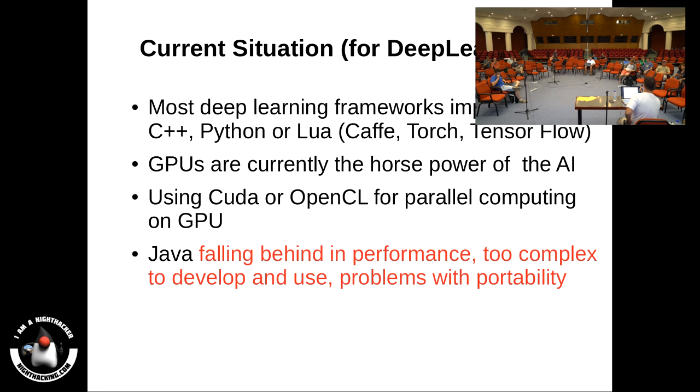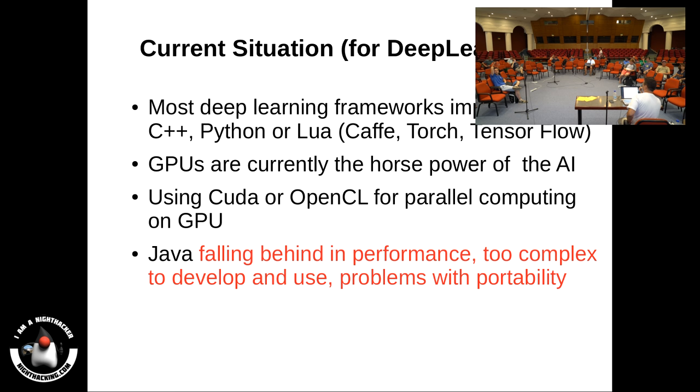Now, as you have all seen, deep learning is one of the main driving forces at the moment, and the most popular frameworks on the market are implemented in C++, Python, and Lua. If you list them, it's Caffe, Torch, or TensorFlow. Those are all deep learning frameworks. The reason why they provide better performance is they are all based on using GPUs. So the GPU is the main horsepower of AI, processing large amounts of data very quickly.